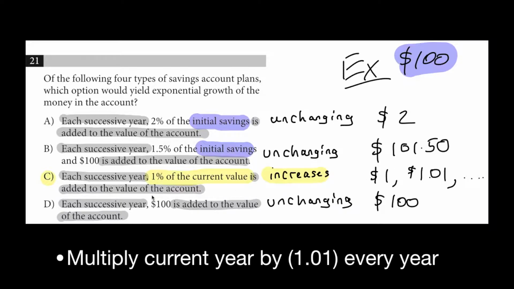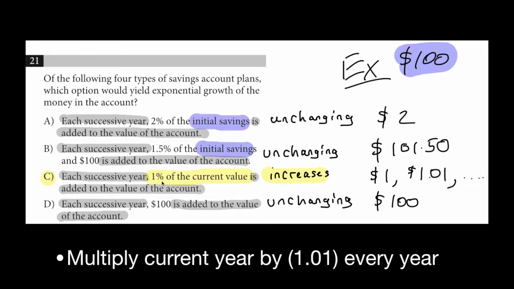Same thing for D. Each successive year, you got $100 added. Well, that means it doesn't matter how much you start off with. They're just going to give you $100 every year. That's unchanging. It's a fixed slope. The slope is m equals $100 when you graph how much money you have over time.